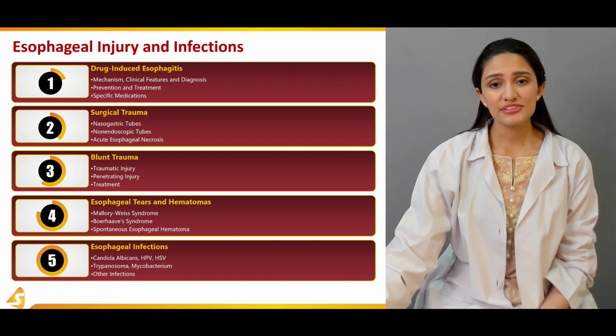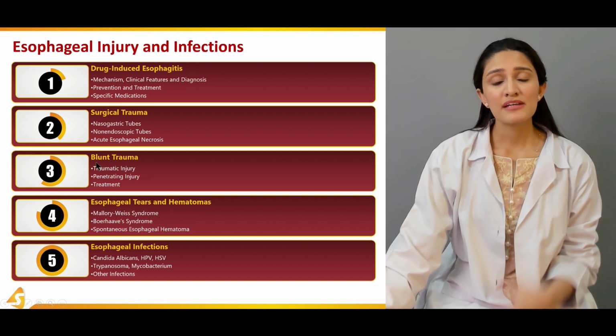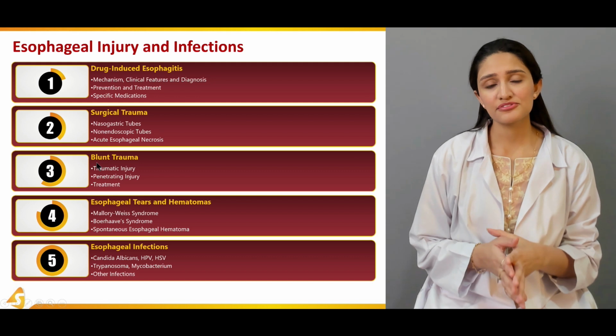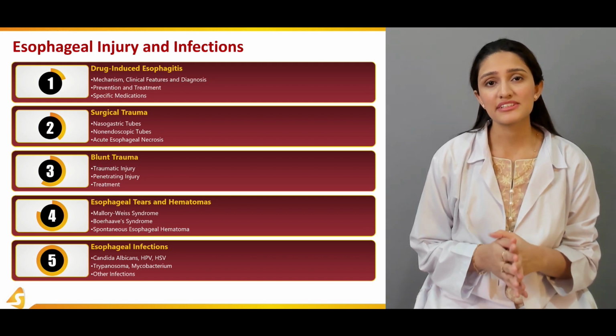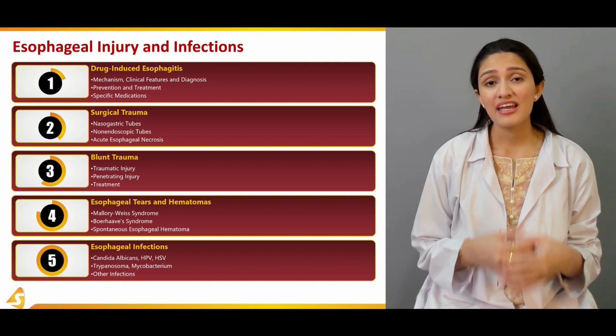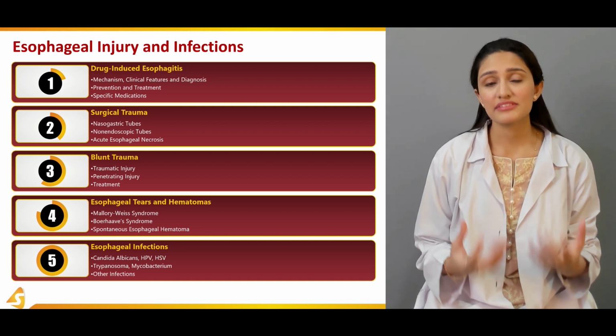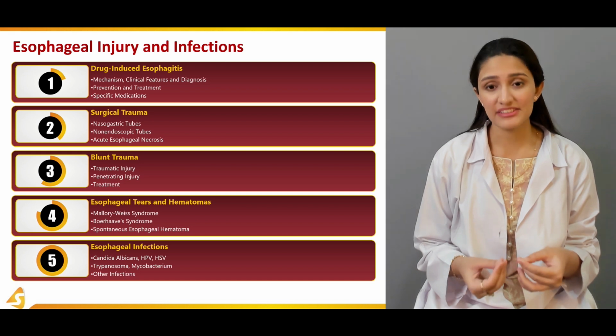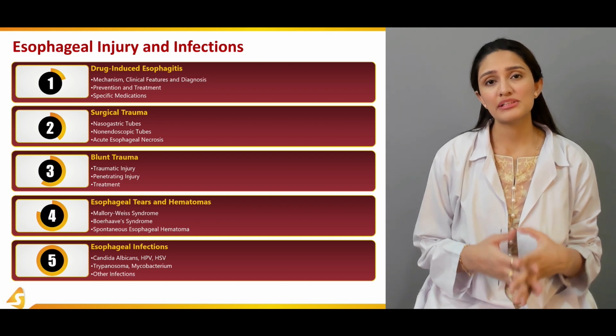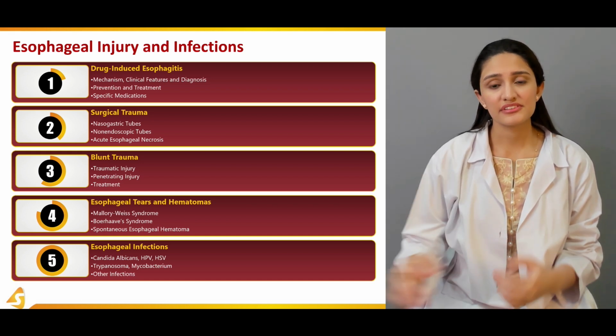In the third section, we'll be studying trauma, more specifically the different types of trauma that can occur to the esophagus, such as blunt trauma, any sort of penetrating trauma due to gunshot or due to injury with a knife, and what are the treatment options for the patient.